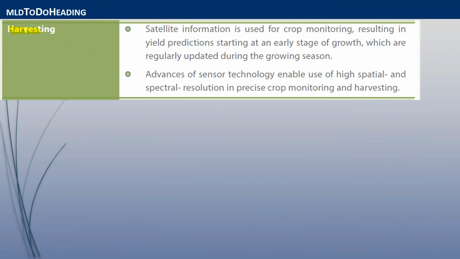And for harvesting, this satellite information can be used to monitor the yield, and we can also track the earlier stages of growth of the crop. And also there are advantages of advanced sensor technology which enable precise crop monitoring and harvesting.